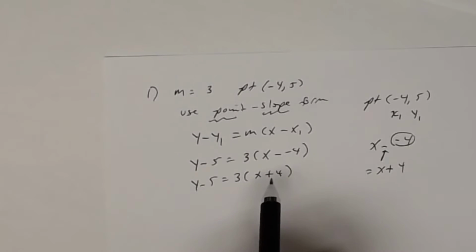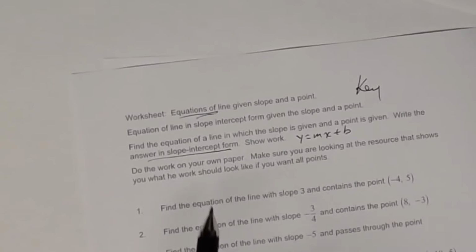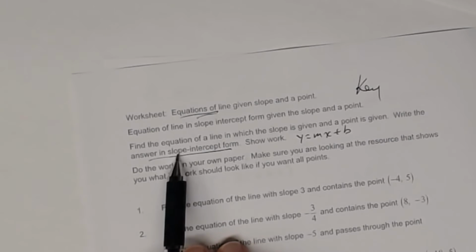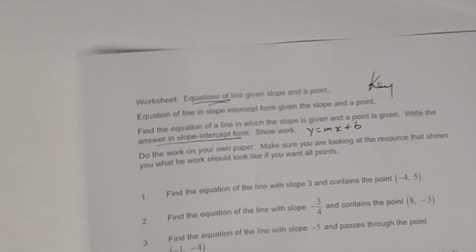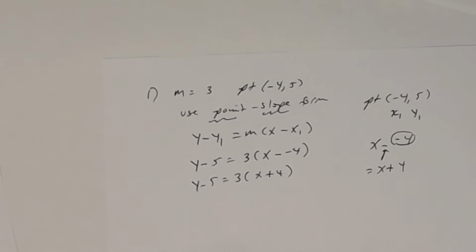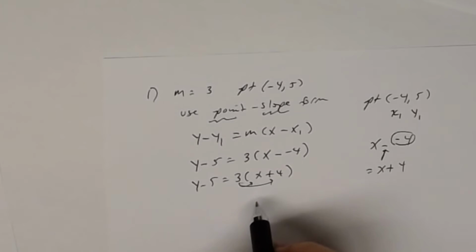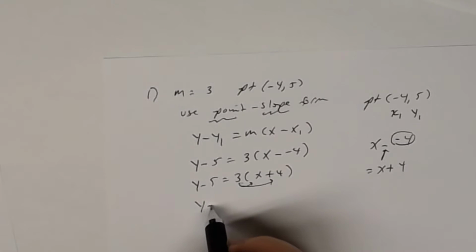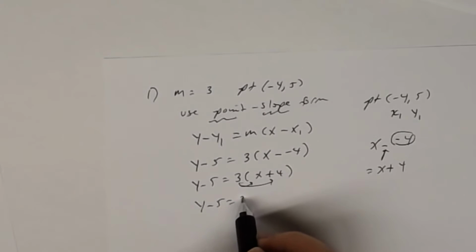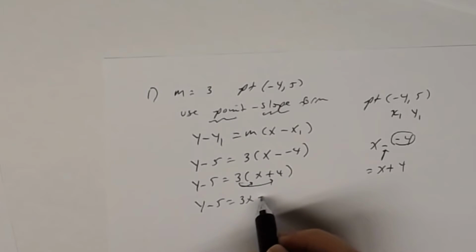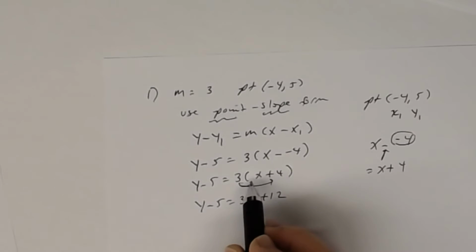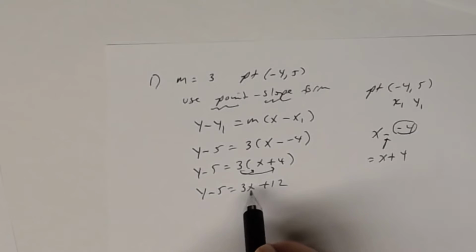All right, now remember the direction said write your answer in slope-intercept form. So now we've got to get y by itself. I've got to get that variable y by itself. But before I do that, let's go ahead and get rid of the parentheses. I'm going to use the distributive property. So you get y minus 5 equals 3 times x is 3x, 3 times +4 is +12. So this expression is equivalent to 3x plus 12.